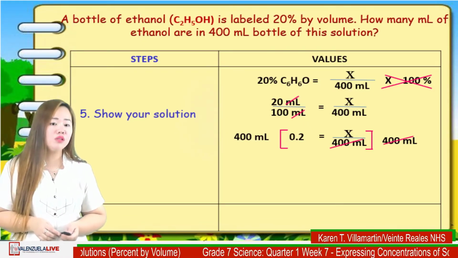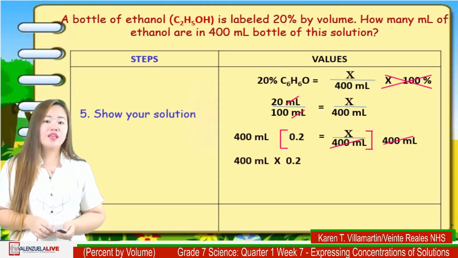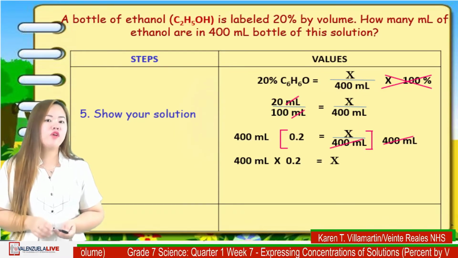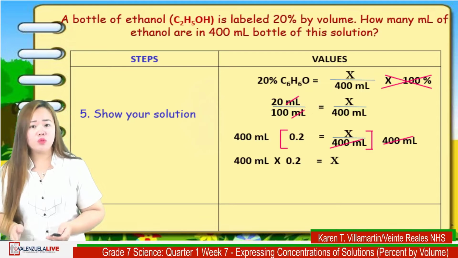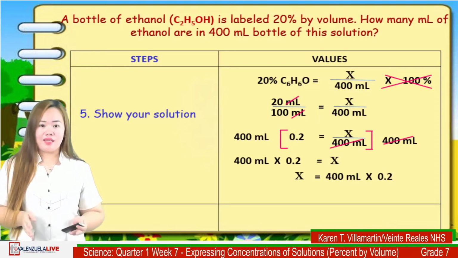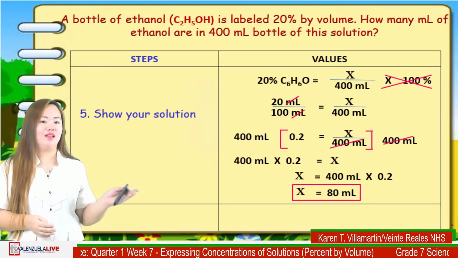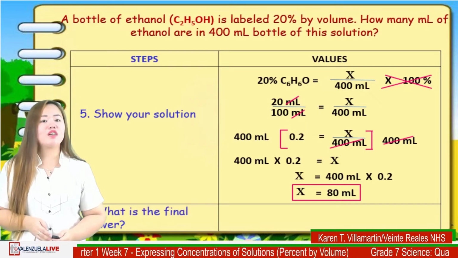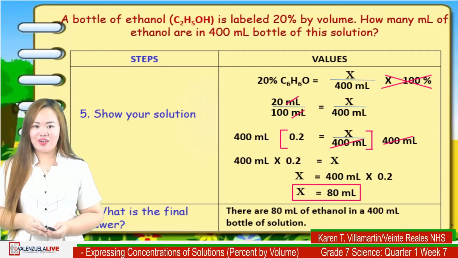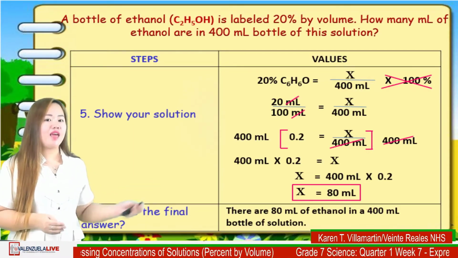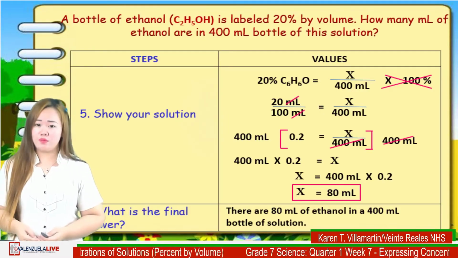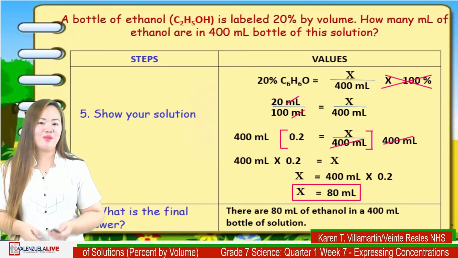Now we are left with only x on this side. Then, we simply write this as x equals 400 ml times 0.2. As we multiply the 2, the result will be 80. Then, copy the unit ml. Therefore, what is your final answer? Correct. The final answer is, there are 80 ml of ethanol in 400 ml bottle of solution. You did a great job.